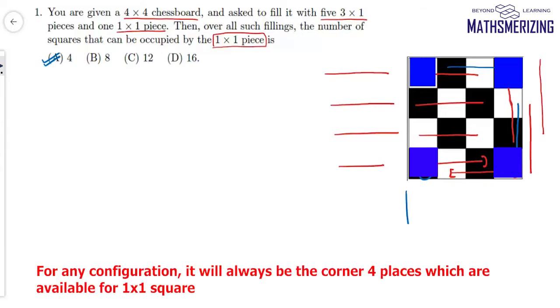If we take the vertical lines also, so if we take 4 vertical pieces and 1 horizontal, then too we'll get these 4 corner pieces. So in either case, the answer will always be 4 squares.